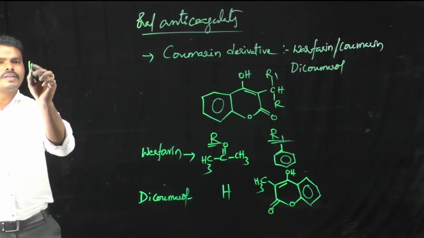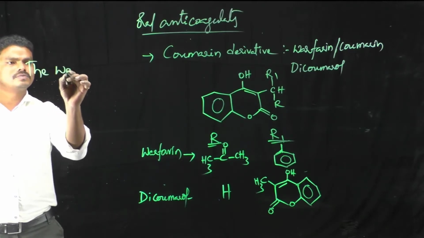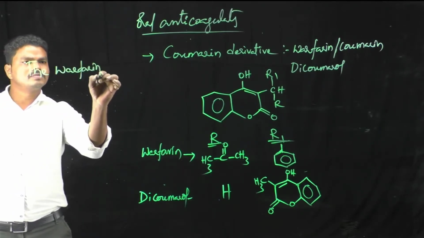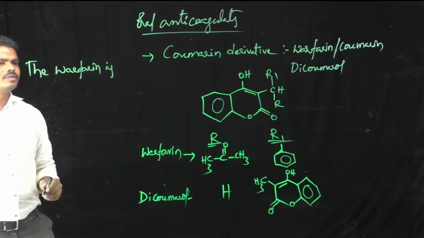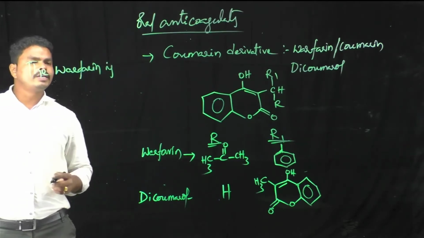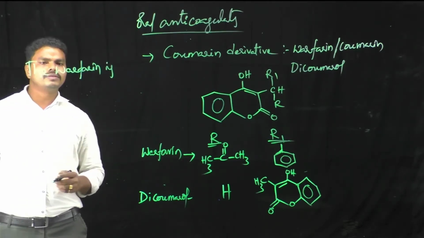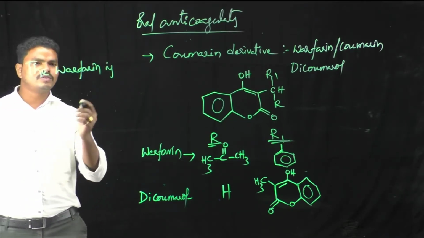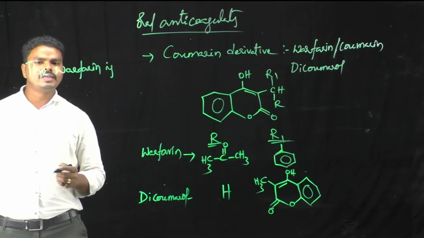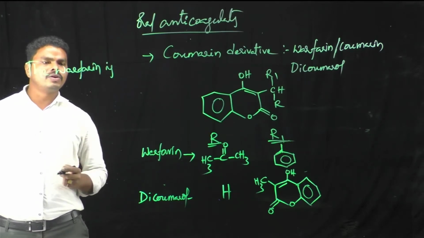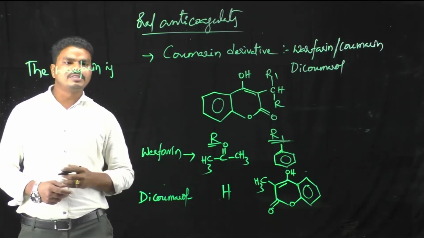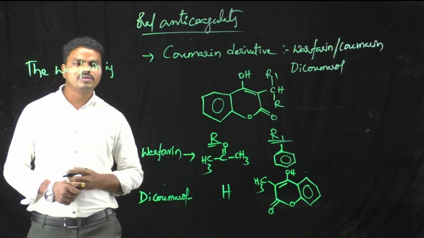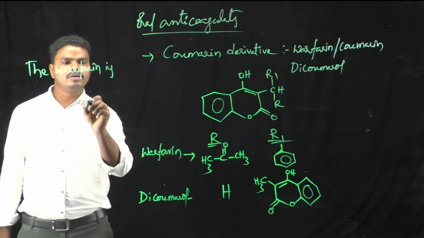Warfarin is the first oral anticoagulant agent. It is generally chosen as the drug of choice for extended anticoagulant activity. Initially it was considered unsafe in humans, so it is popularly known as a rodenticide.